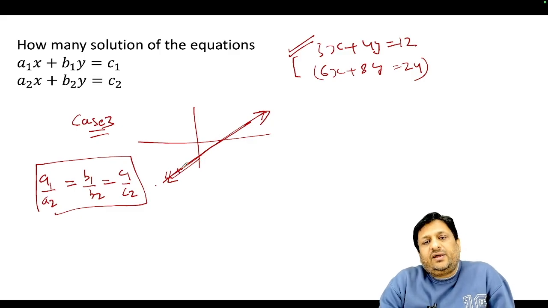So there are infinite points on this line which will satisfy both the lines. So in this case the system will have infinite solutions.